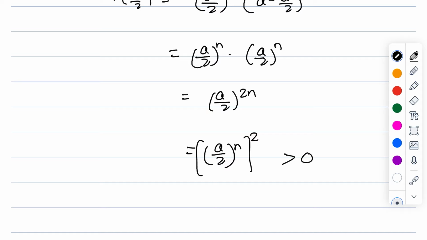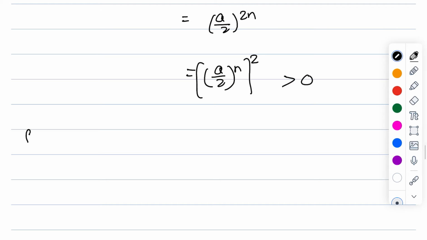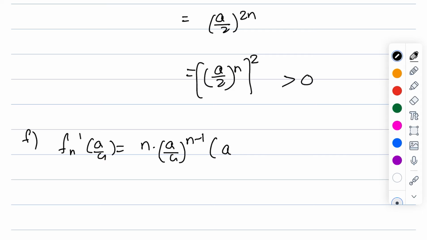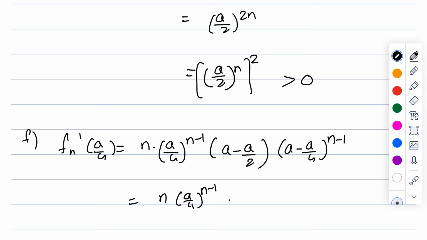Next, hence or otherwise show that fn prime a upon 4 is greater than 0. So fn prime a upon 4, plug in that value, wherever x is there, substitute a upon 4. So what does it become? n times (a upon 4) whole power n minus 1, (a minus a upon 2) which is a upon 2, (3a upon 4) whole power n minus 1.